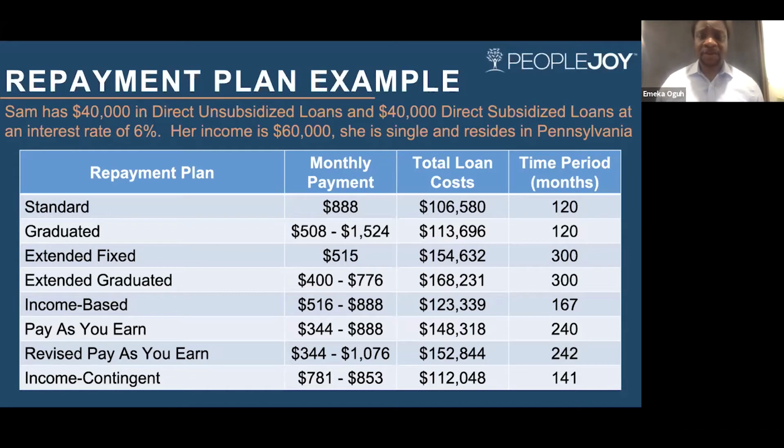So if she were to be on a 10-year standard plan at $80,000 of student debt, she'd be paying $888 a month. Her total loan cost on her loans would be $106,580. So when you calculate that principal plus the interest, she's paying back $106,000 over a period of 10 years.